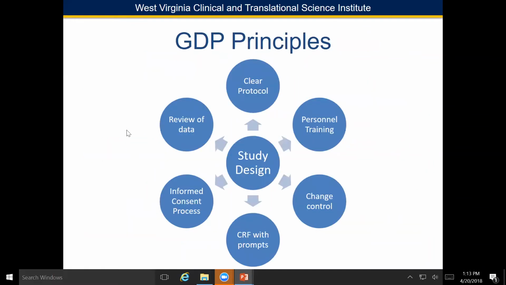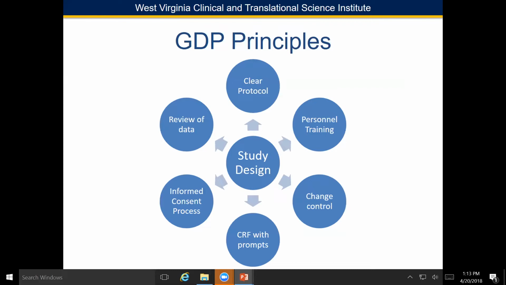So this is just the concept of study design and quality. You know, everybody says you can't audit quality back into a study. So what's important is that things are set up in such a way that it will reduce errors that matter. So having a clear protocol with clear instructions that people will not interpret different ways, having appropriate personnel training. Everybody's on the same page. Everybody knows what forms to use. They're aware of the protocol requirements.